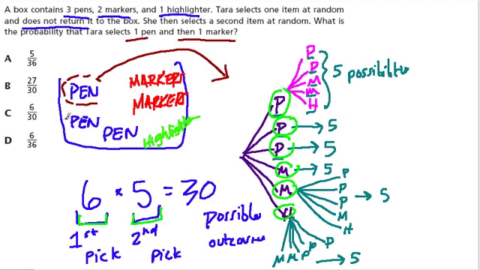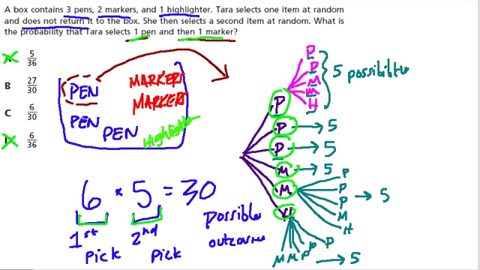So for probability, we can cross out these 2 because they're out of 36. Those would be the case if we put the pen back, right? Because there would still be 6 items. But that's not the case here. We have 30 items, 30 outcomes. Anyway, we're looking for the probability that Tara selects 1 pen and then a marker.